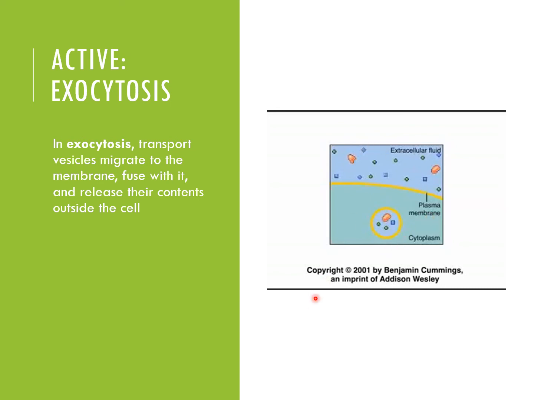But in exocytosis, the vesicles go up to the plasma membrane and they fuse with it, and then allow the molecules that they have inside of this vesicle to be released into the outside of the cell.